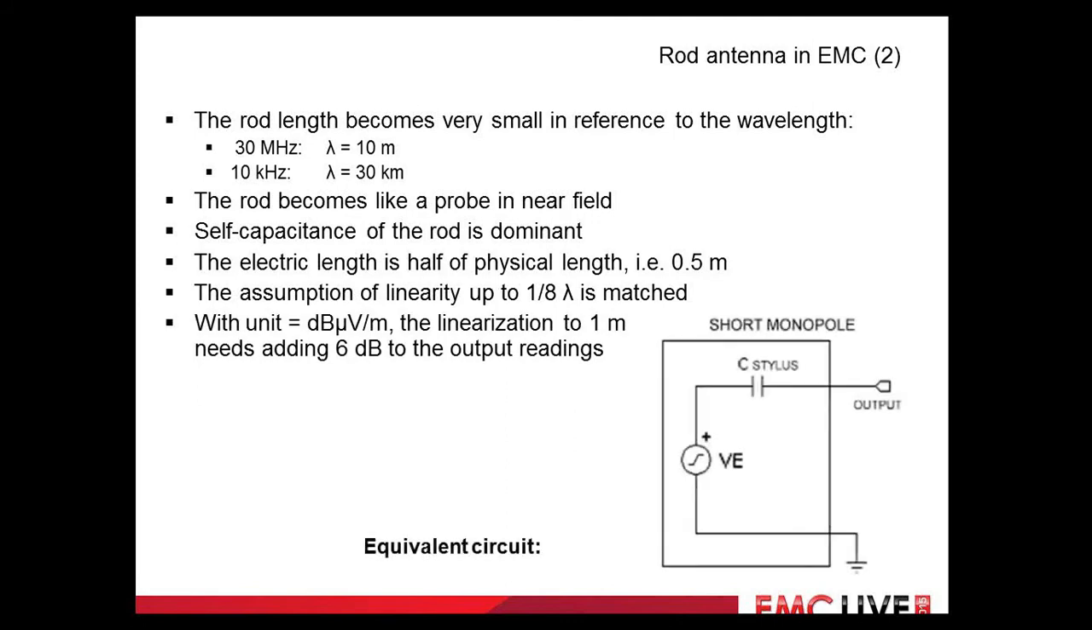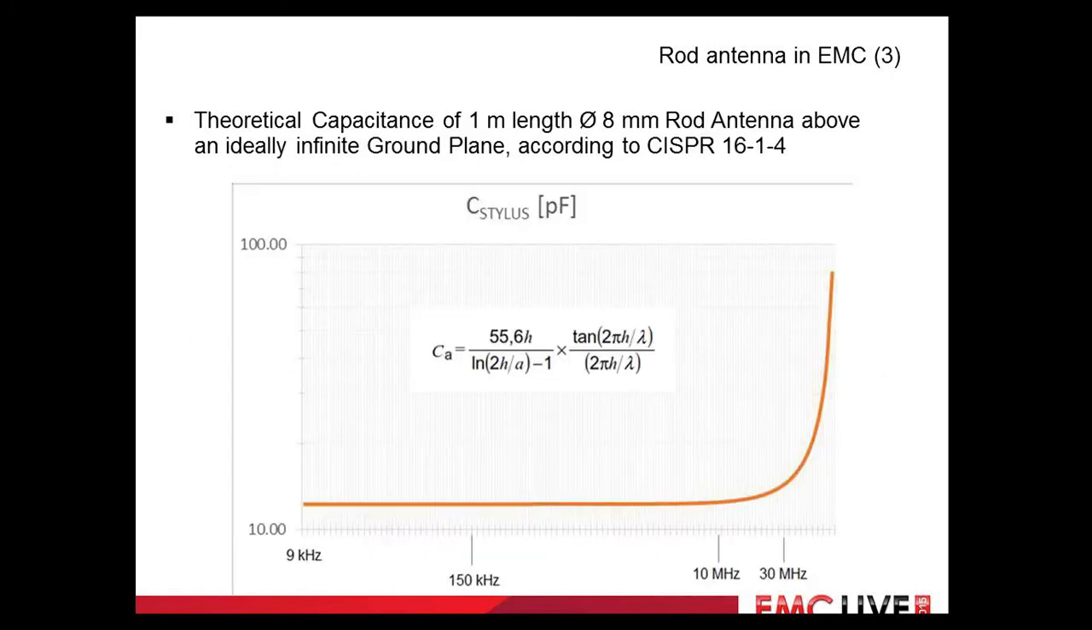This is the basic equivalent circuit of the short monopole. So we have a generator and the capacitor, the self-capacitance, in series. There is a formula for calculating the capacity of the rod as a function of the length and the diameter of the rod, and this formula provides a curve which shows that practically the capacitance is constant. It's a very low capacitance, a few picofarad.